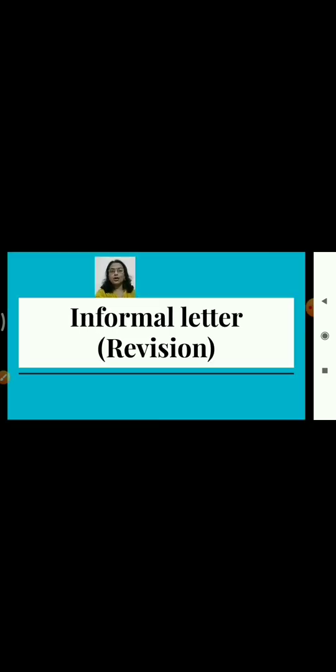So today we are not going to start with a new topic for the composition. But we are going to revise what we have done before, and that is the topic called the informal letter. Now I think by now you know what an informal letter is, right? There are two types of letter, isn't it? One is the informal letter and the other is the formal letter. So today we are going to revise the informal letter.